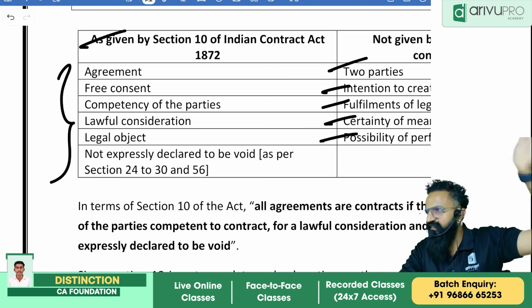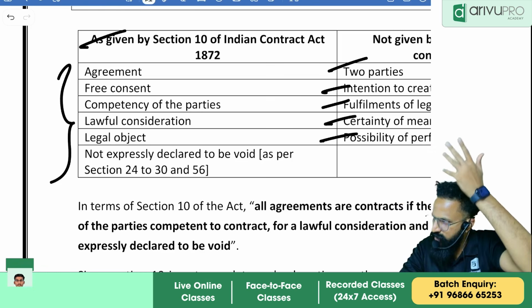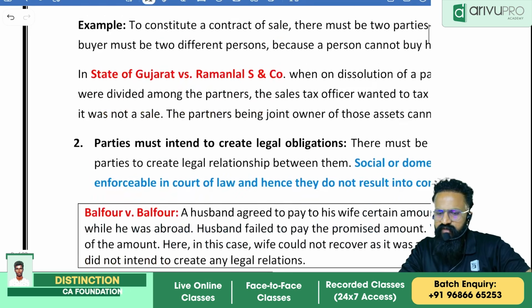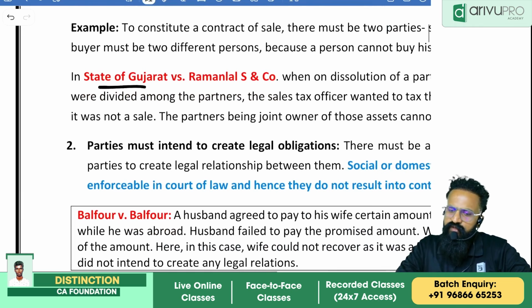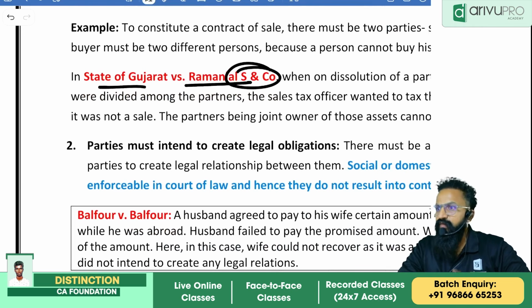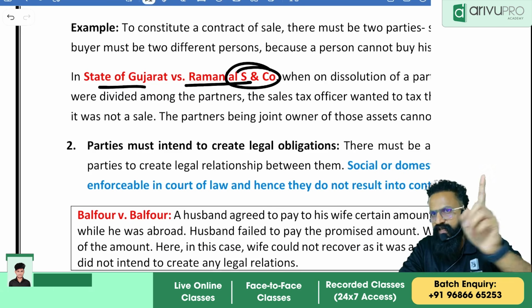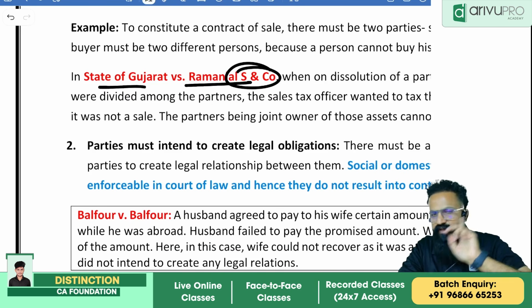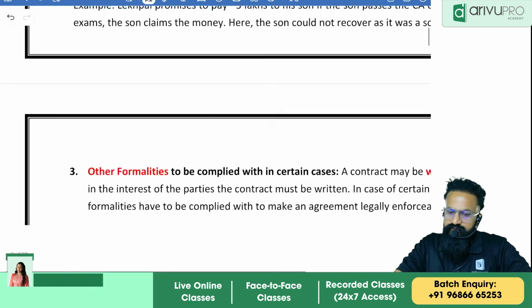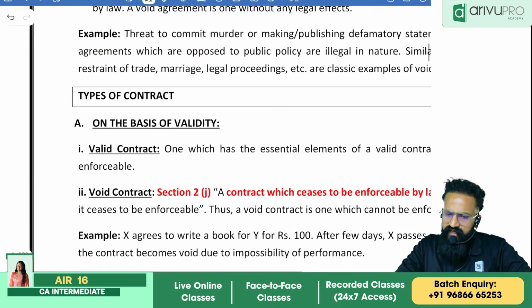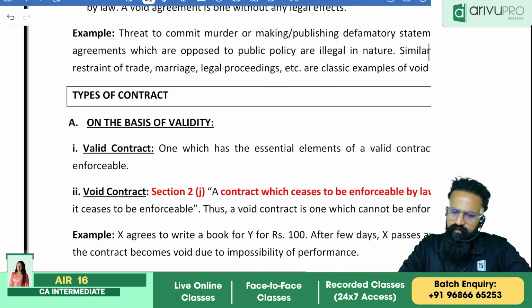Again, the way we did it when we started, we'll do it in the same way. First we'll start with the first thing. The State of Gujarat versus Ramanlal S and Co. we have not yet done. We'll be doing it in the Indian Partnership Act, Unit 1. That time we will be doing this particular case law.